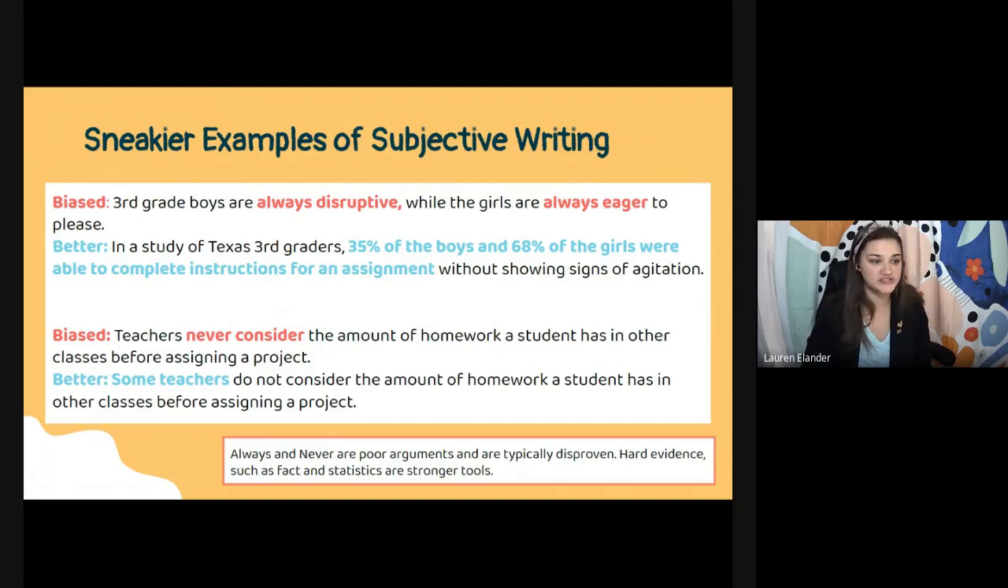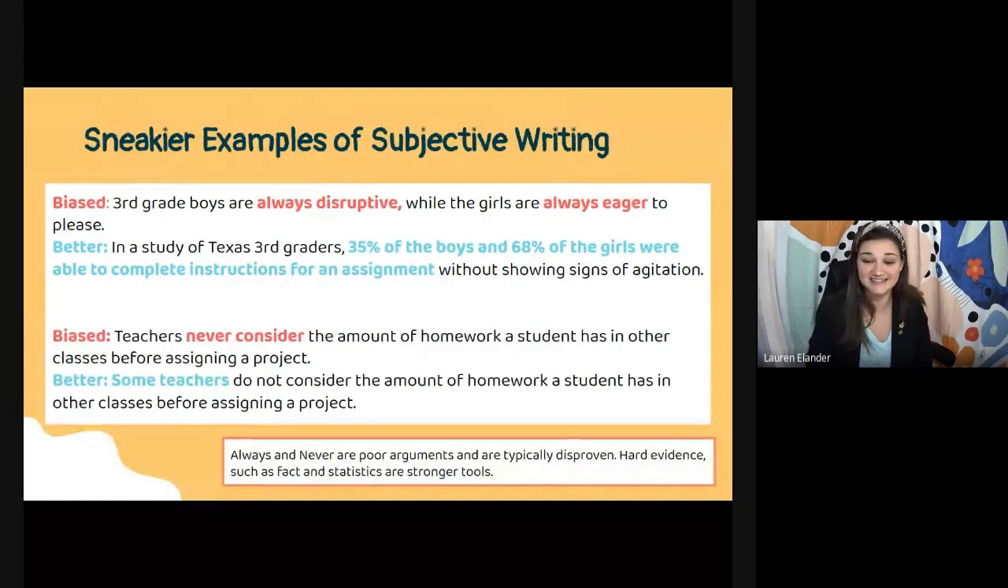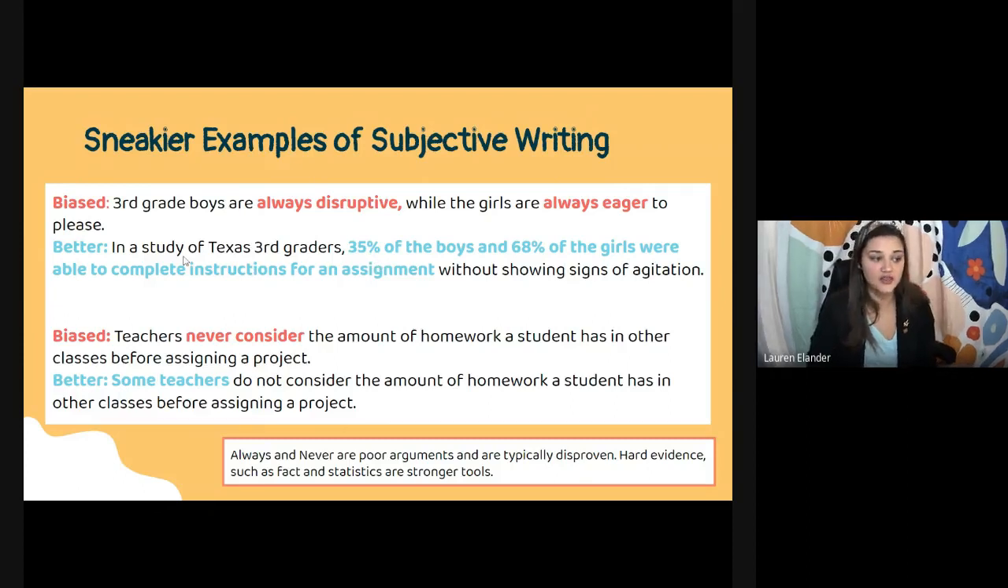Third grade boys are always disruptive, while the girls are always eager to please. A big thing we want to focus on is that always and never are poor arguments across the board, because they're easily disproven. Hard evidence and facts are stronger tools to support this, as you'll see here. In a study of third graders, 35% of the boys and 68% of the girls were able to complete instructions for the assignments. So again, this isn't all boys. 35% is about 1 in every 3, and 68% is about 2 in every 3 girls. So neither one of these statements is correct in its analysis to start with.